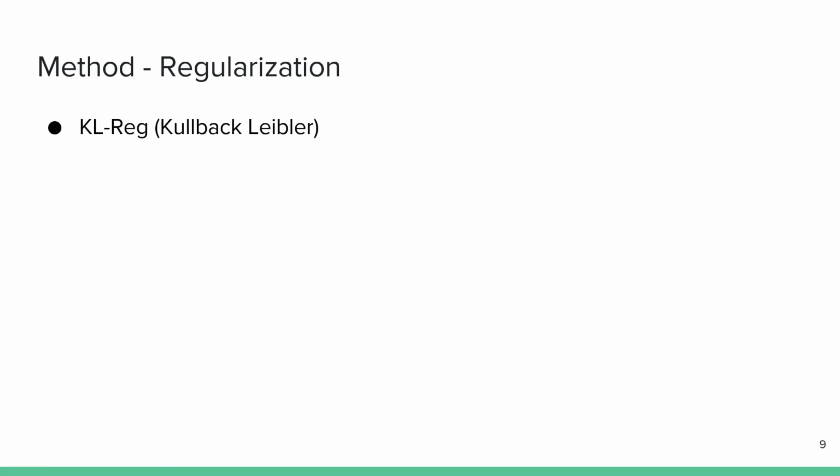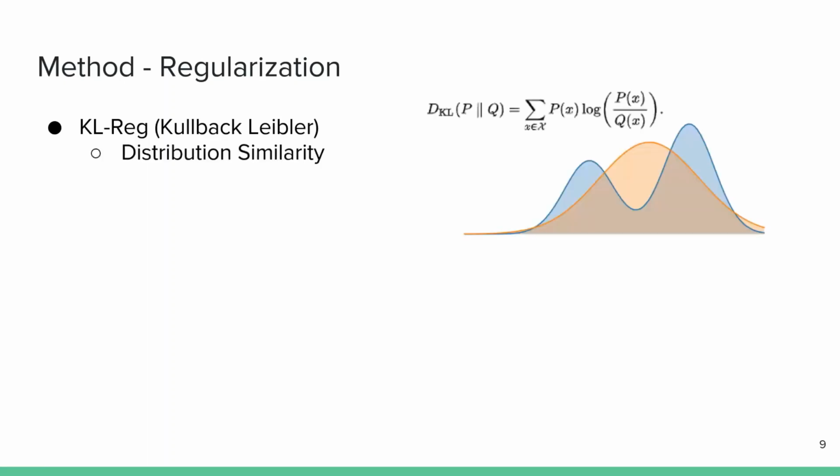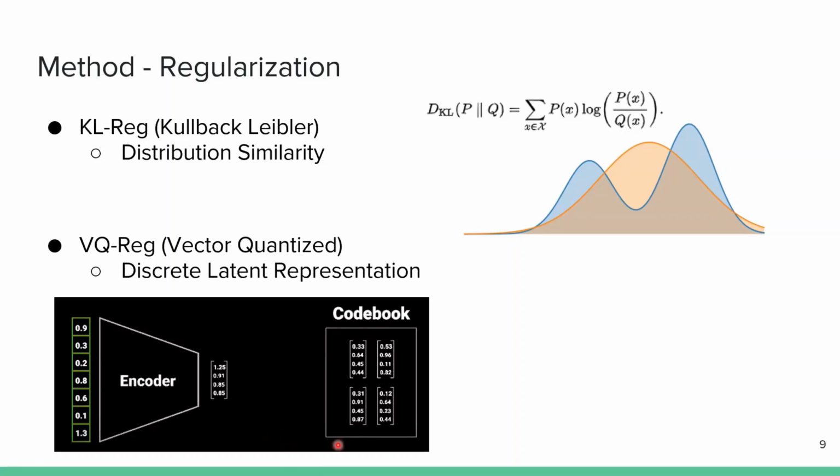The authors use two different types of regularization. First is the Kullback-Leibler regularization, which is a measure of how similar two distributions are. In the case of the model, this was used to penalize the model for having a latent space that is too far from the prior distribution, which is chosen as the normal distribution with zero mean and unit variance. The second regularization that the authors used was the vector quantization regularization, which transforms the latent space into a discrete space. This is done by replacing the encoded latent representation of the image by its nearest neighbor from a discrete space codebook.